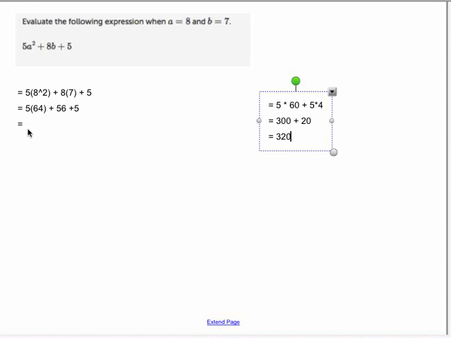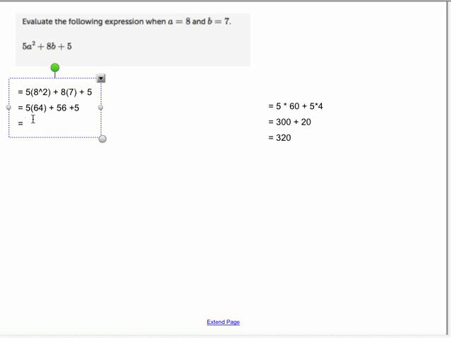So we can go back to this sum over here. I've worked out 5 times 64, so 320 plus 56 plus 5. And then we just work it out in the order of operations. So we've got these two, 320 plus 56, which is 376, plus 5, which would equal 381, and that's your final answer. That's once you've evaluated the following expressions.